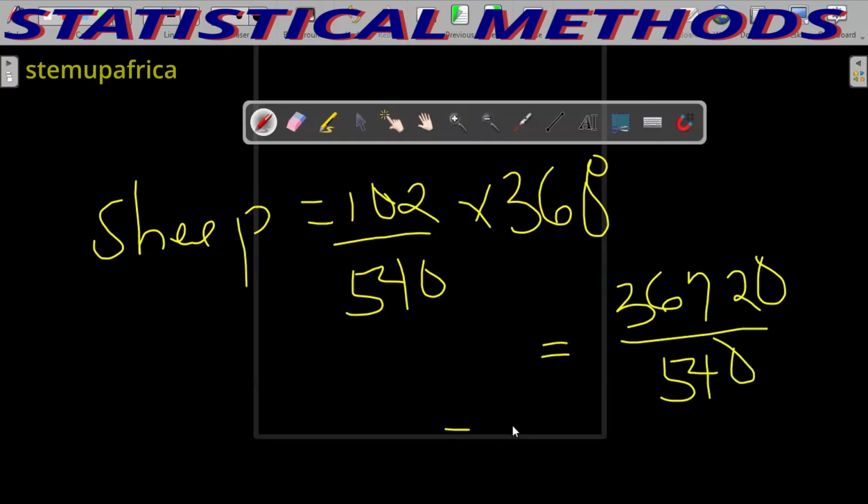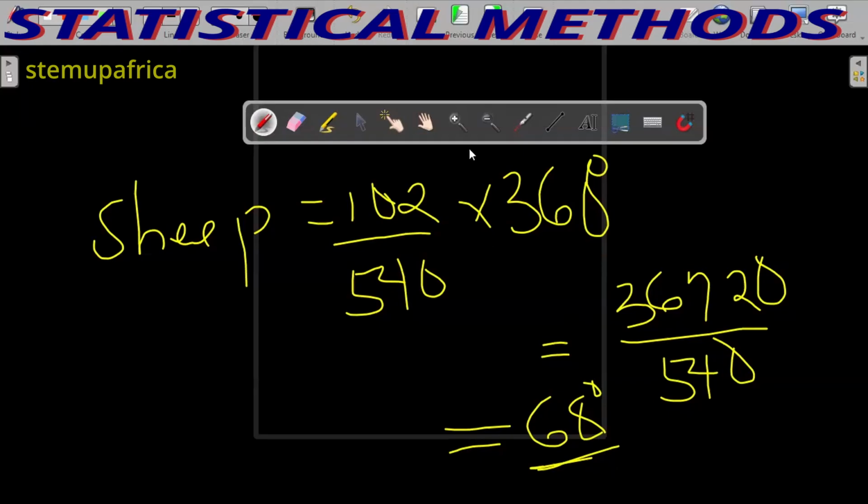If I divide, what will I have? Divide 540 from here, I'm going to have 68 degrees. So this is what the question requires. This is how you calculate for sector. But the first one is how you calculate for percentage. Instead of using percentage, it is 100, that's why we are using 100. For a sector in a circle, the total angle is 360, that's why we are using 360 in this case.